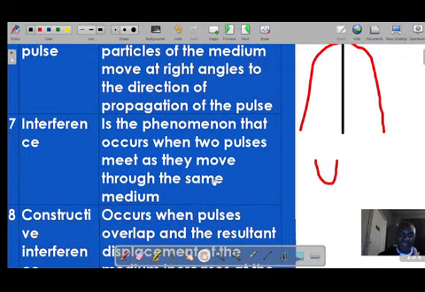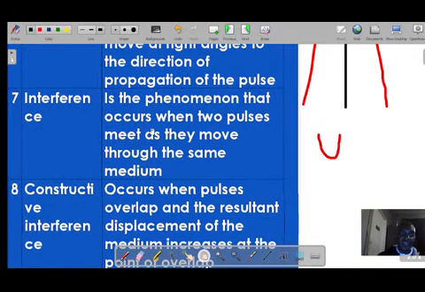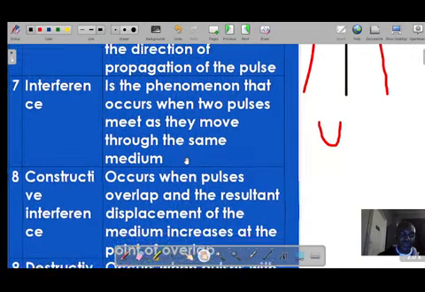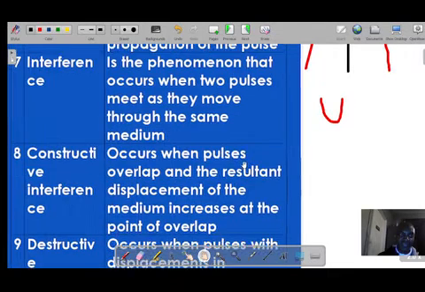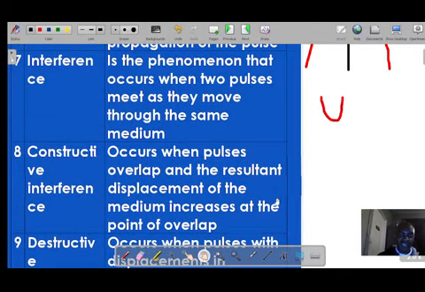Now that brings us to interference. Interference is the phenomenon that occurs when two pulses meet as they move through the same medium. So when two pulses meet as they move through the same medium, they interfere. In other words, they're going to give us a resultant amplitude which can be either higher or lower than any of the interfering pulses.